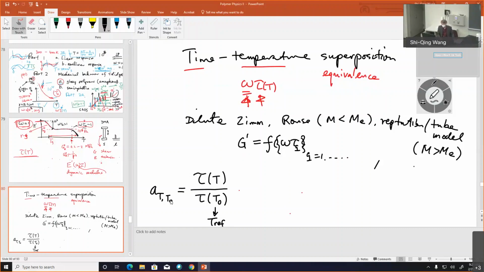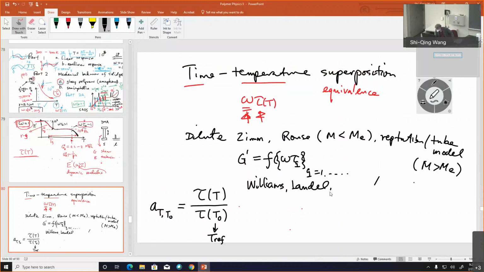So empirically, initially, I think it's done empirically, William, Randall, you guys can teach me. I think usually it should be Williams, but I never check it out. And Ferry. So he's a highly accomplished polymer scientist, mostly working on rheology.